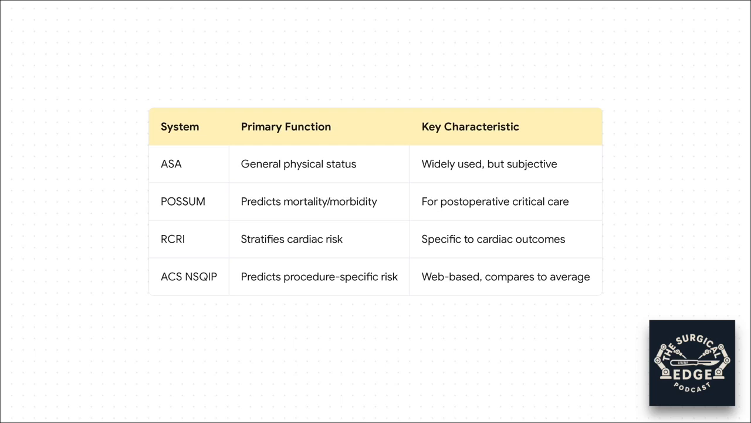So here they are, all side by side. You've got the general overview from ASA, the high acuity focus of POSSUM, the cardiac specificity of RCRI, and the deep procedural detail of ACS-NSQIP. The real art is knowing which tool to pull out of the toolkit for which patient.